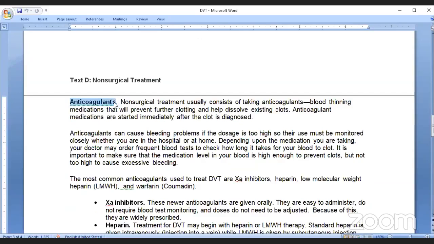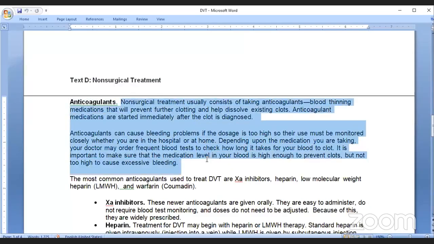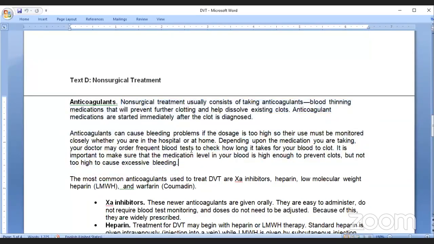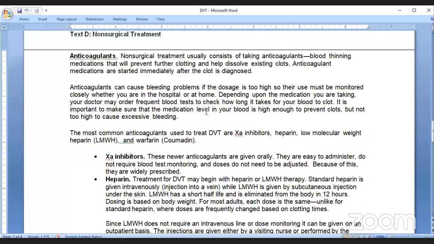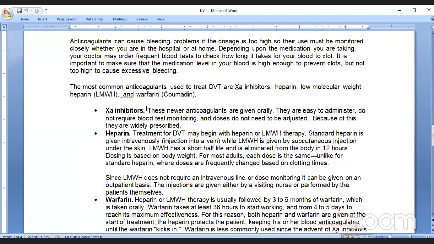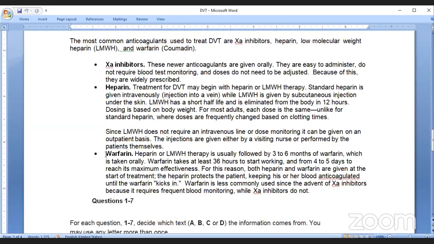Here is written anticoagulants. You don't need to read all these things about anticoagulants, because taking anticoagulants can cause bleeding problems if the dose is high. The most common ones are these: 10A inhibitors, heparin, and then we have warfarin. So now this is the strategy, that you have done skimming and scanning.